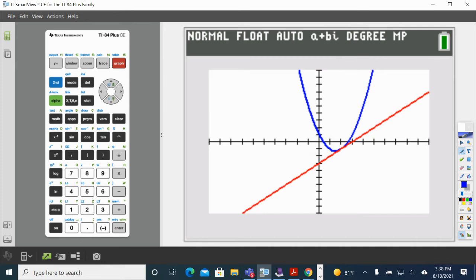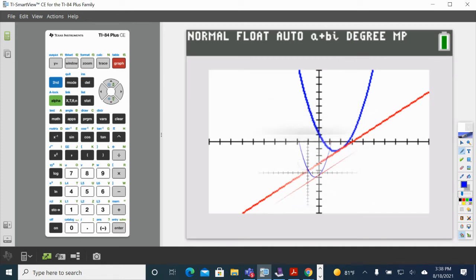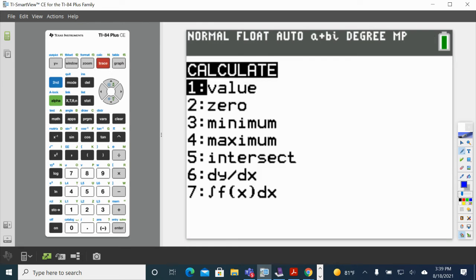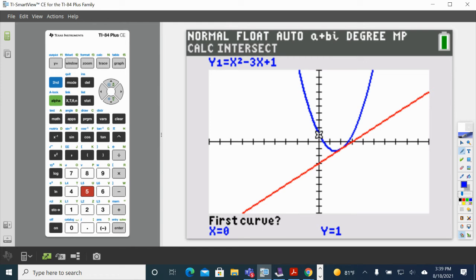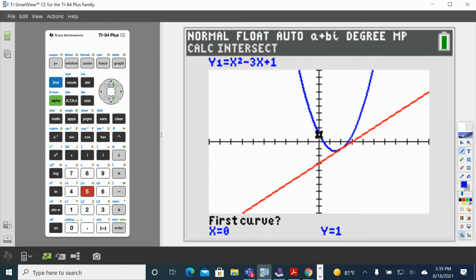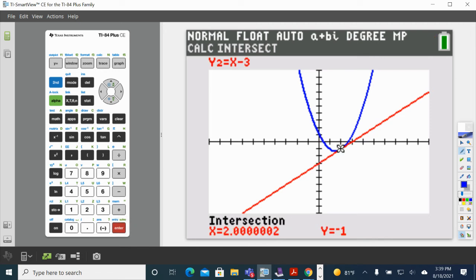Basically, what we're going to do is be on this side of that point and try it and see what we get. And then we're going to go on this side of the parabola and see what happens. So second trace, number 5. Right where I'm at, I'm on the left side of that intersecting point. So I'm going to hit enter, enter, enter.